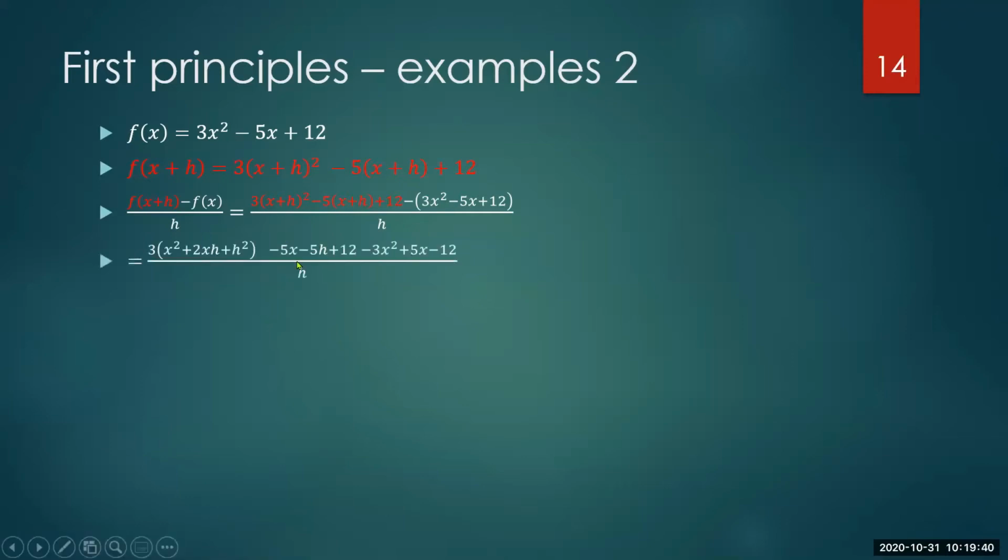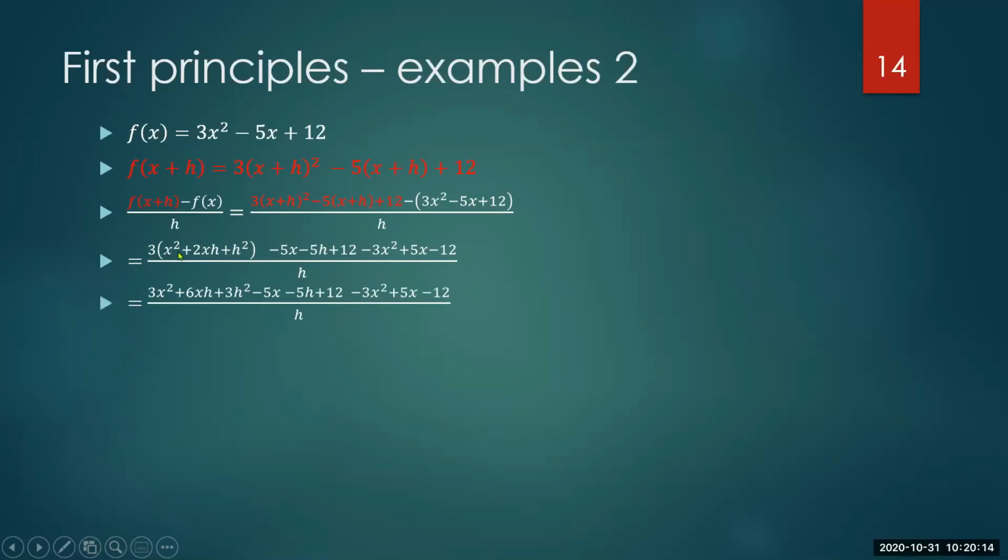When we work all that out, we square the x plus h piece first. That gives us 3 into x squared plus 2xh plus h squared. Then we work out the 5 into x plus h, so that's minus 5x minus 5h plus 12. Then we subtract the f of x here, which gives us minus 3x squared plus 5x minus 12, and that's all over h.